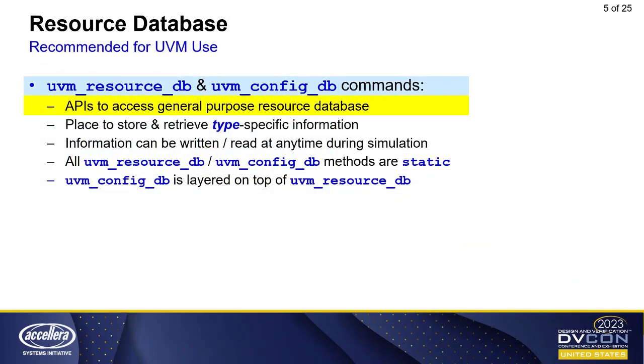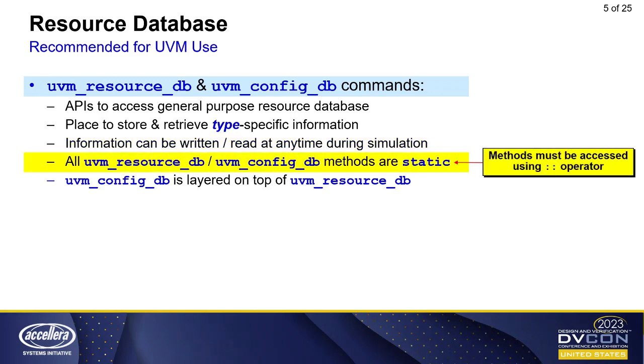The central resource database could be accessed by the two APIs mentioned on the previous slide, UVM Resource DB and UVM Config DB. The resource database is a central location to store and retrieve type-specific information. The information could be stored and retrieved at any time during the simulation, and all UVM Resource DB and UVM Config DB methods are static, so the methods must be called using the double colon operator.